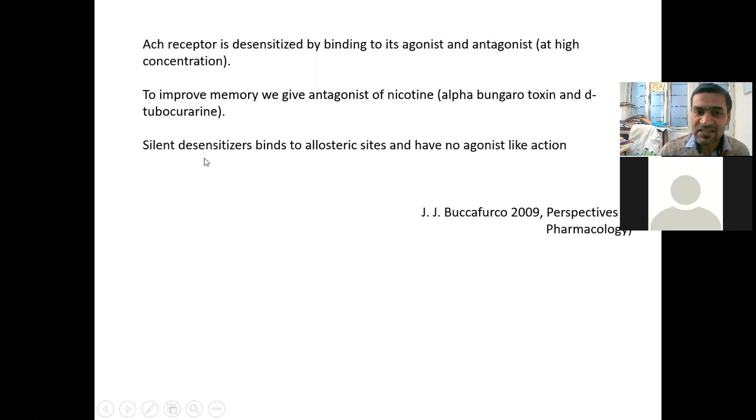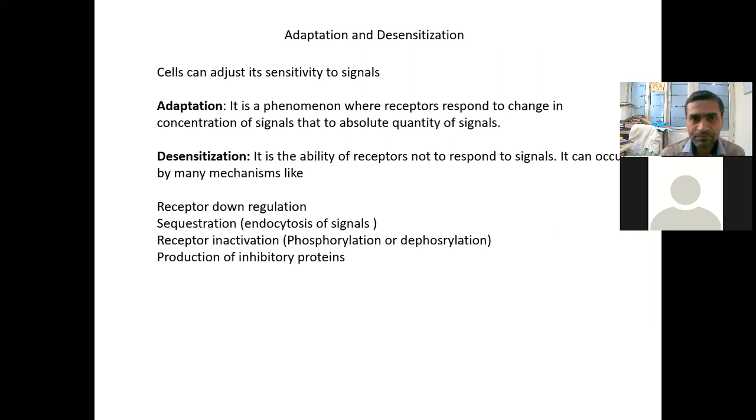What are silent desensitizers? They bind to allosteric sites, not to the same site of the receptor but to some other sites, other than where the agonist used to act. And they have no agonist-like action. So they can desensitize the receptors even after binding to some allosteric site, not the site where the agonist acts, and this results in desensitization of the receptor.